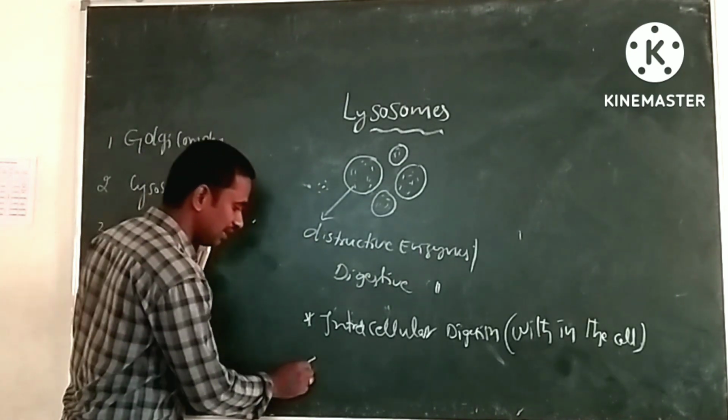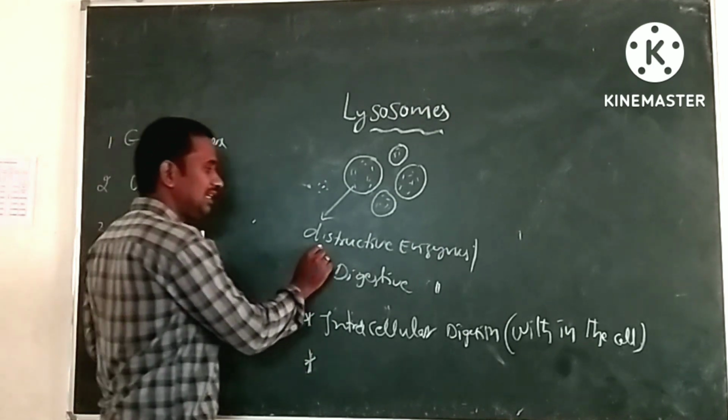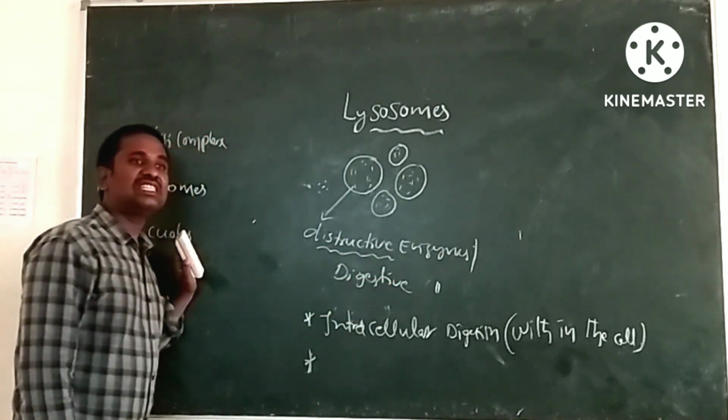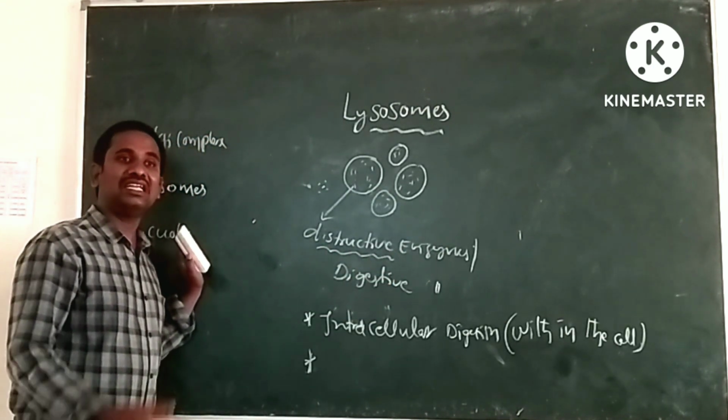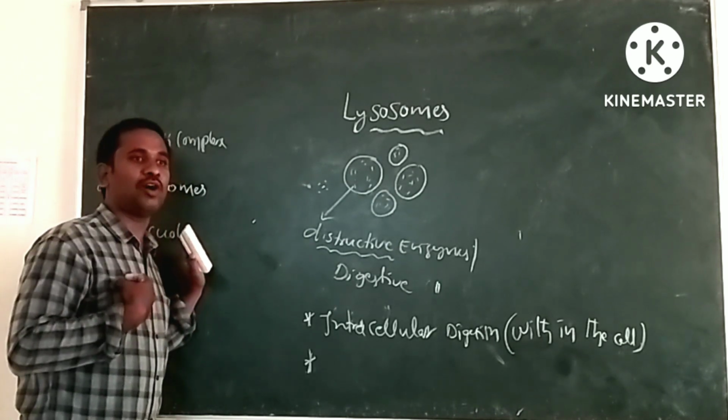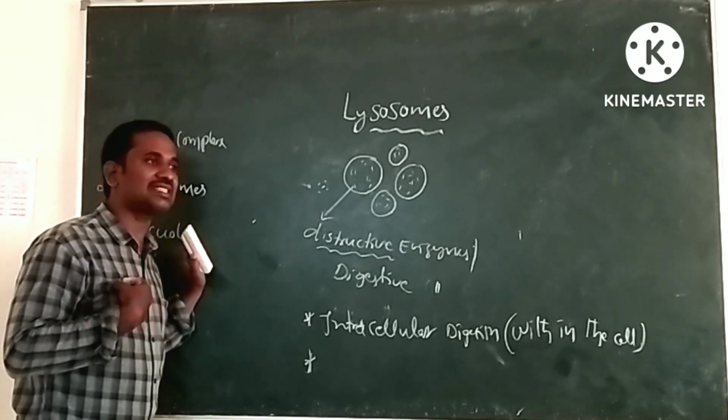This is most important. Sometimes it becomes very poisonous to the cell. Why? Because it takes the poisonous material inside the cell's lysosome.